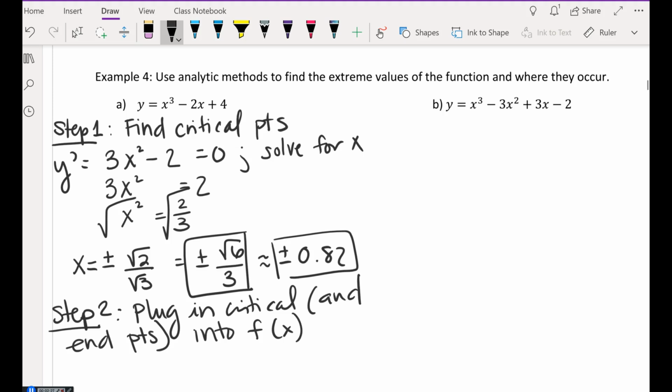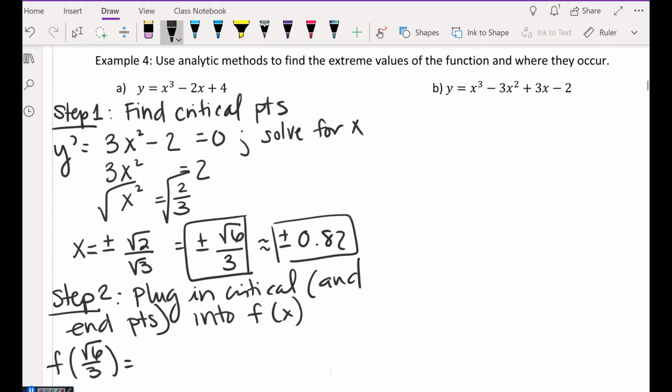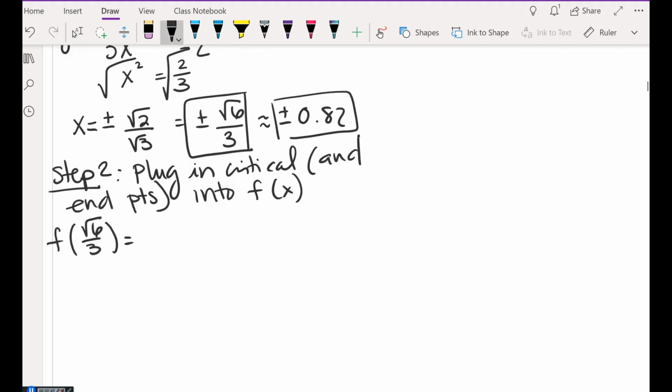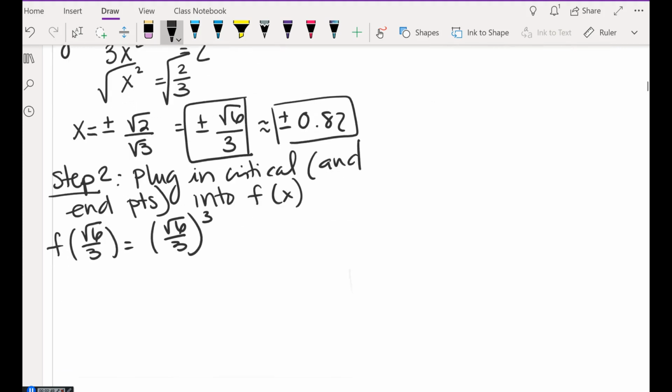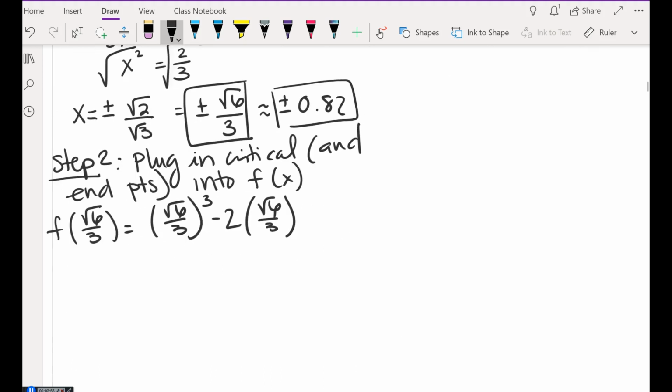To find the y value, because min and max are the y values. Okay, x is just the location. All right, let's plug it in. So let's do the positive first. Rad 6 over 3 is, the original was x to the third. So rad 6 to the third divided by 3 to the third minus 2 times rad 6 divided by 3, and that was plus 4 at the end.